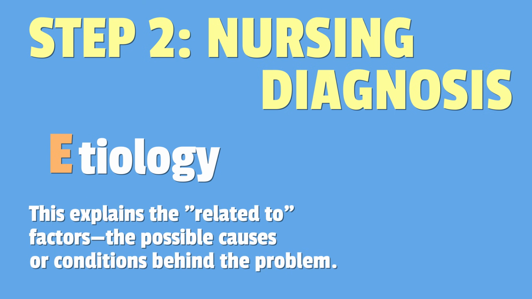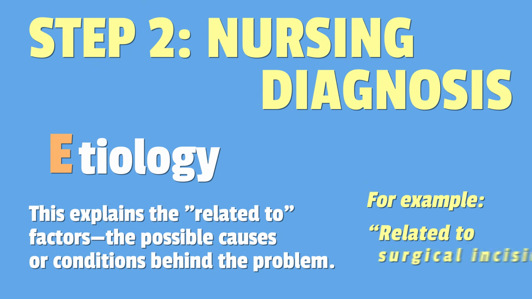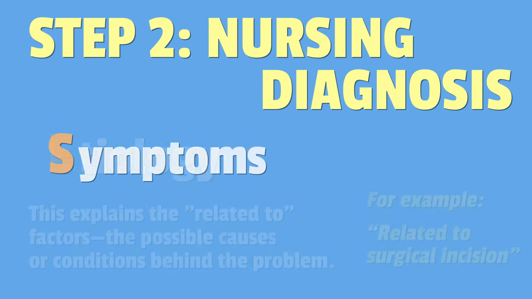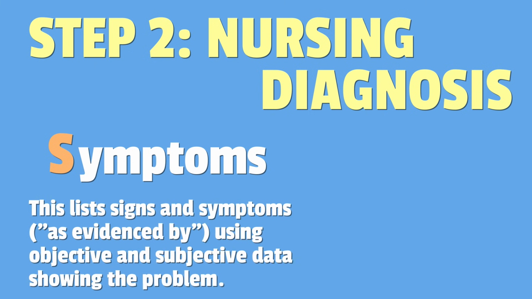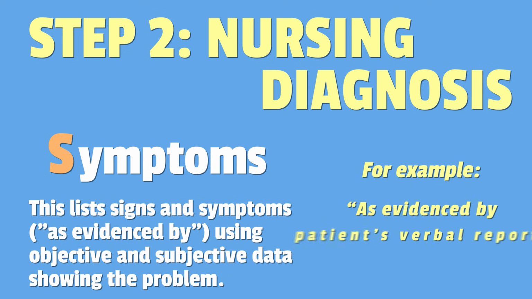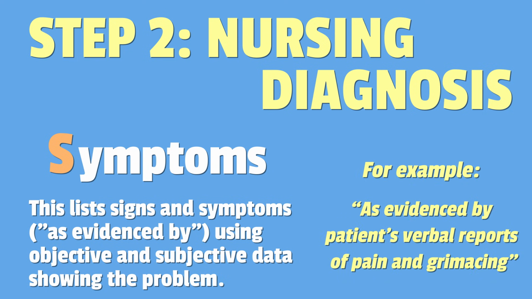Next is E for etiology. This identifies the factors related to the problem, often referred to as related to factors. It describes the possible reasons for the problem or conditions under which it developed. For example, related to surgical incision. And very lastly is S for symptoms. This lists the signs and symptoms, often referred to as evidenced by factors. It includes the objective and subjective data that signal the existence of the problem. For example, as evidenced by the patient's verbal reports of pain and grimacing.